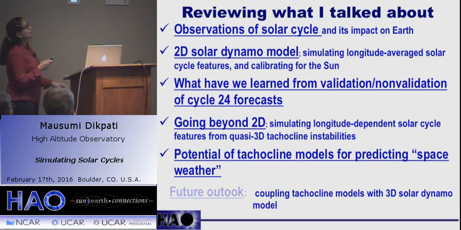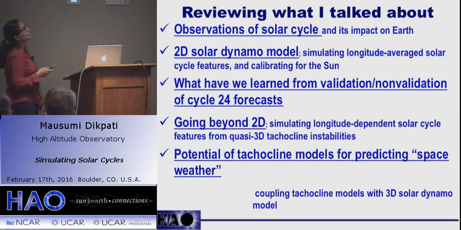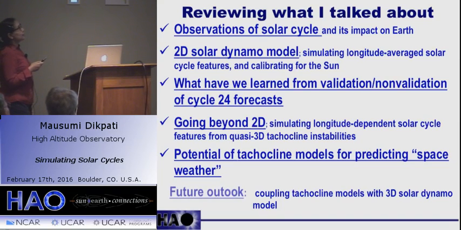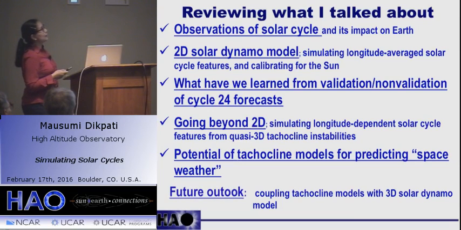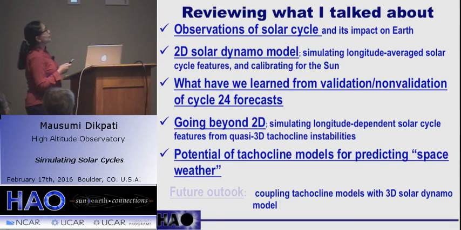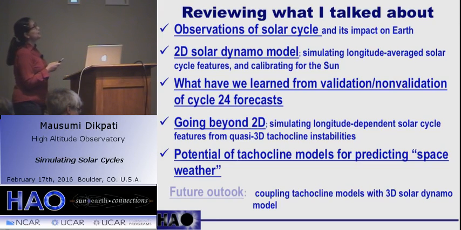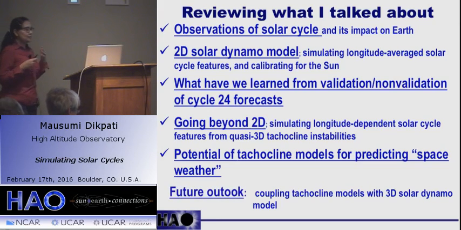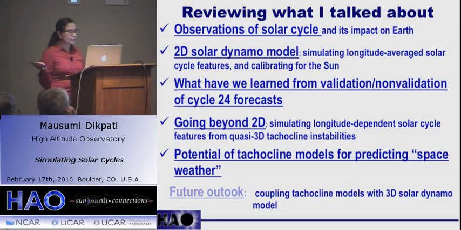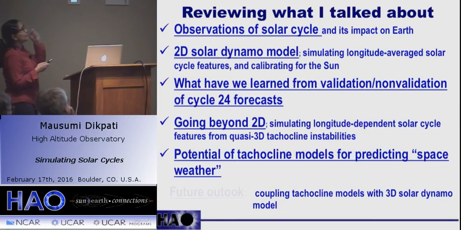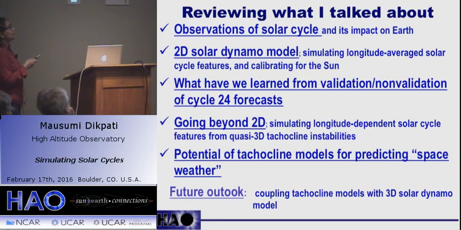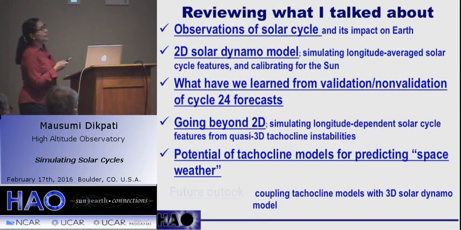So now I want to review what I have talked about so far. I gave examples of observations of the solar cycle, and I showed a few examples of how it can impact the Earth. I described a solar dynamo model that can simulate longitude average features and can be calibrated for the Sun. Observations also indicate longitude dependent solar cycle features, and I also explained what we have learned from the validation or non-validation of solar cycle 24 forecasts and how to refine for future predictions.